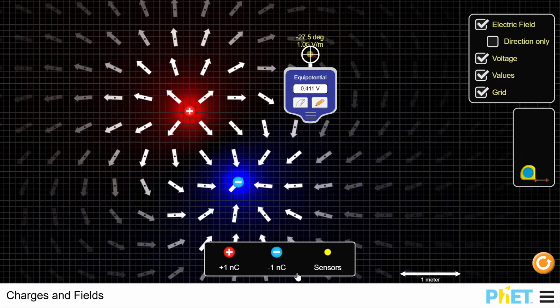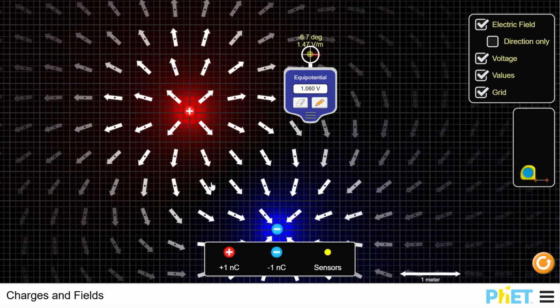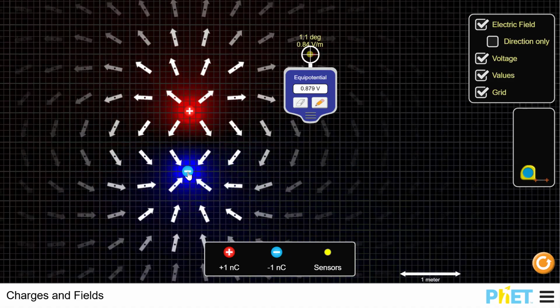Again, I will show that. So now note it down. For the first charge, the electric field is 1.60 volt per meter and the potential is 1.615 volt. We can choose any point in space. If we place the negative charge here, the total potential is the sum of these two potentials.